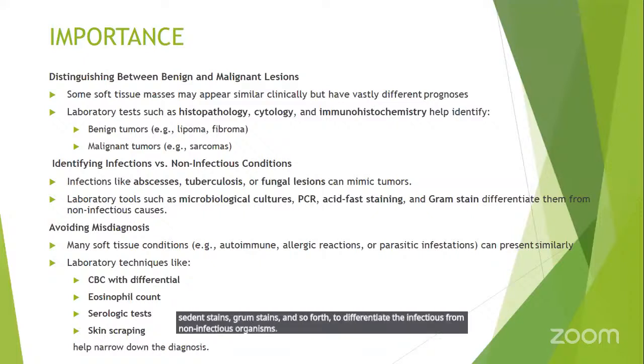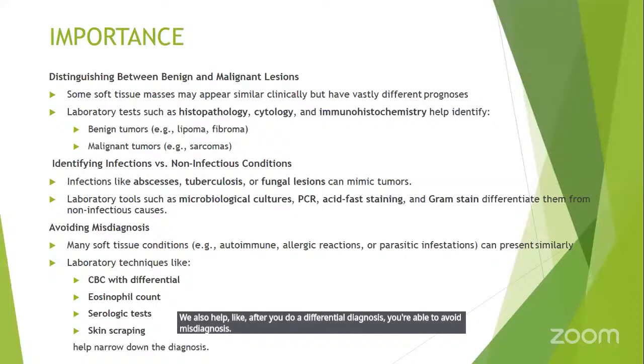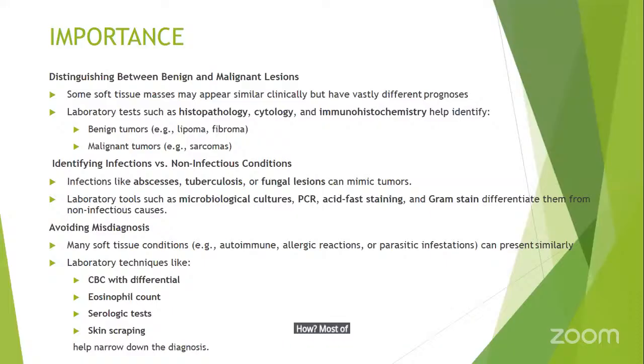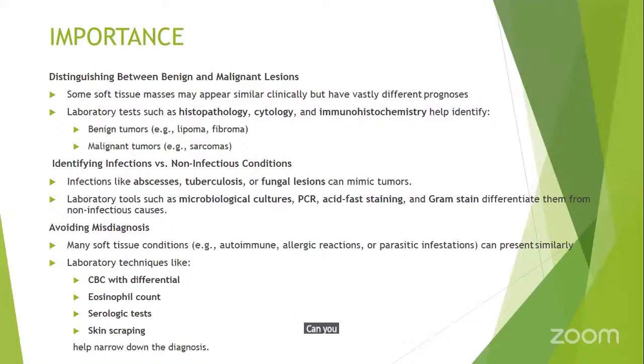After you do a differential diagnosis, you're able to avoid misdiagnosis. How? Most of the soft tissue conditions, even those associated with autoimmune diseases, allergic reactions, and parasitic infestations, can present similarly to other highly malignant diseases and infections. So mostly we employ laboratory techniques to differentiate and identify specific types of infections.